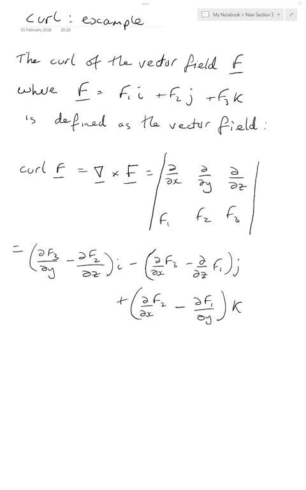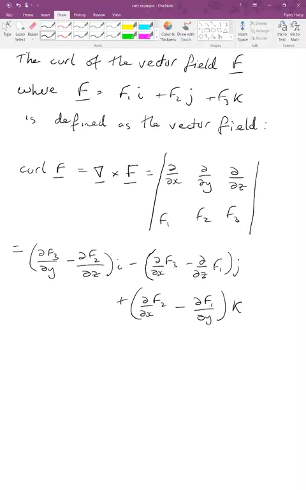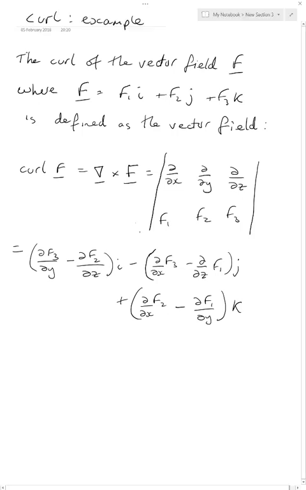Okay, so now we're going to look at an example of curl. So first thing is a definition. The curl of a vector field f, where vector f is f1 i plus f2 j plus f3 k, is defined as the following vector field. The curl of f is equal to nabla crossed with f, and we have a determinant defined. So we now have to try and find this determinant.